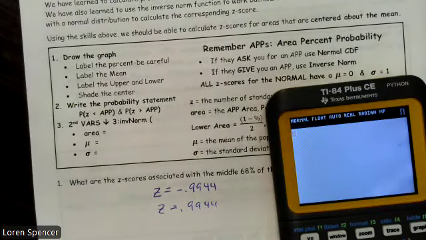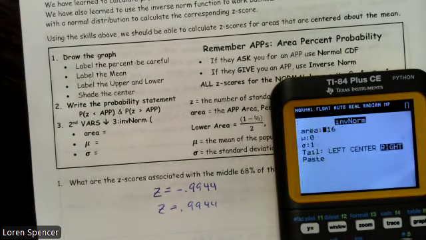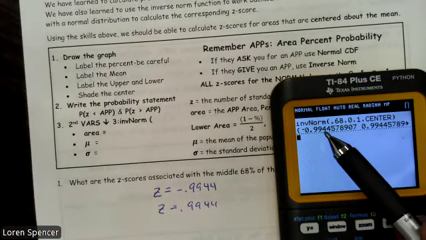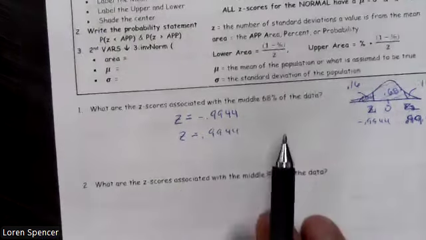But the easiest way, and the way I'm going to do it from now on, is second vars, inverse norm. My area, what did we want? We wanted 0.68. Mean is 0, standard deviation 1. If we just press center on this calculator, boom, there it is. We have our lower bound and our upper bound. And that's what I got doing it the hard way.